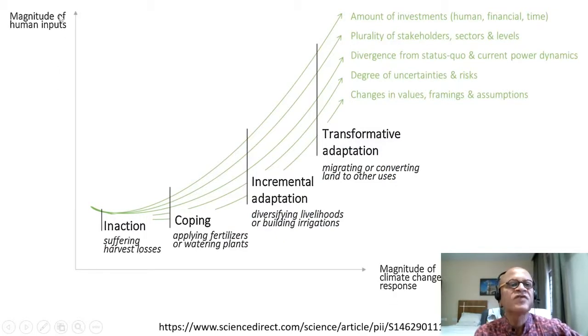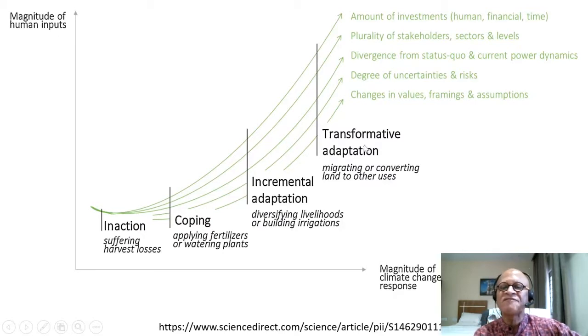But there are also systems which are seen as transformative. So here you have magnitudes of human impacts. As they increase, you need to obviously respond appropriately in terms of dealing with magnitude of climate change response. So if you have, for example, an agricultural system, let's say, inaction means suffering harvest losses. If you're coping, then you are applying fertilizers and watering plants and trying to deal with magnitude of human impacts and climate change response and crops and so on. Incremental adaptation would bring you to diversifying livelihoods and building irrigation, managing water resources, dealing with extreme events.